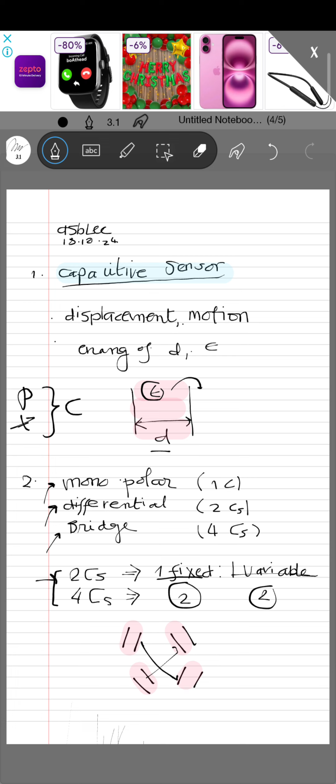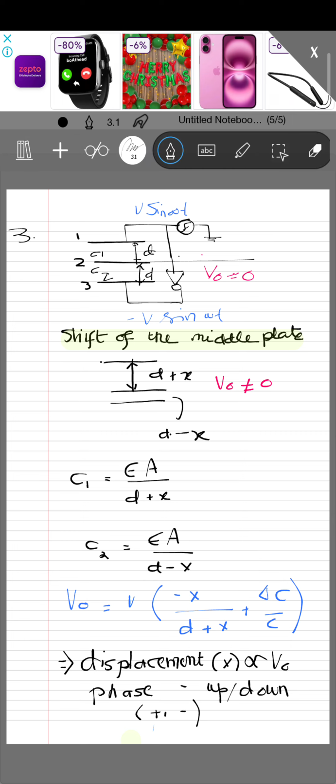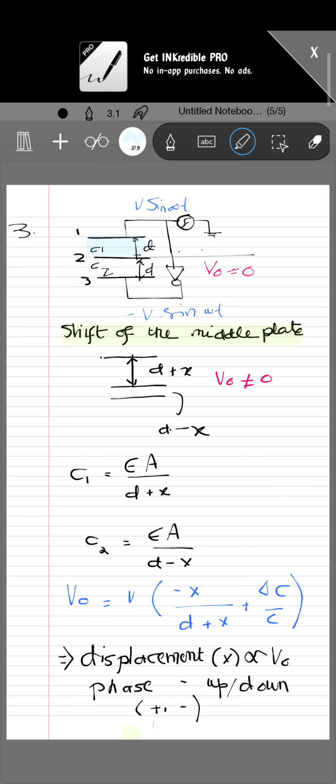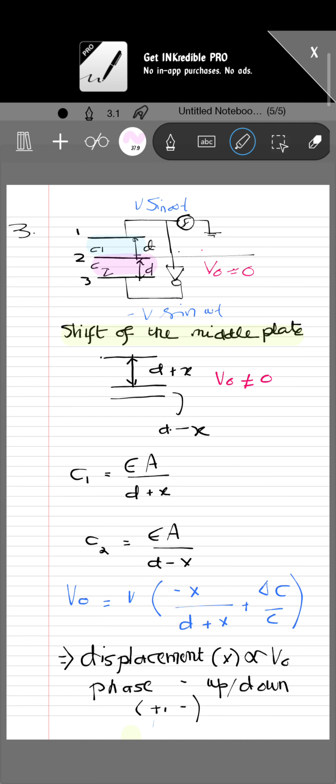So let's take an example where we are using a differential capacitor. Like in this system, where three plates are being used, and these three plates are creating two capacitances. The first capacitance is created by plate 1 and plate 2, so you have a capacitor formation here, and the second by the second and the third plate. We have kept the distance between the plates the same, which is d.